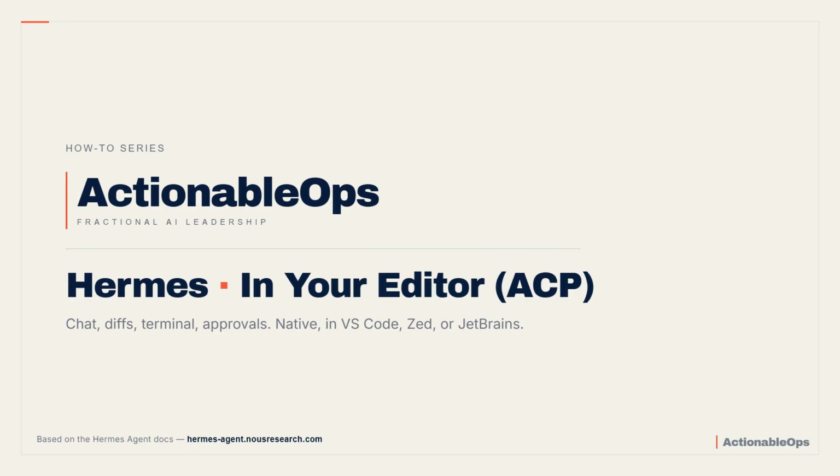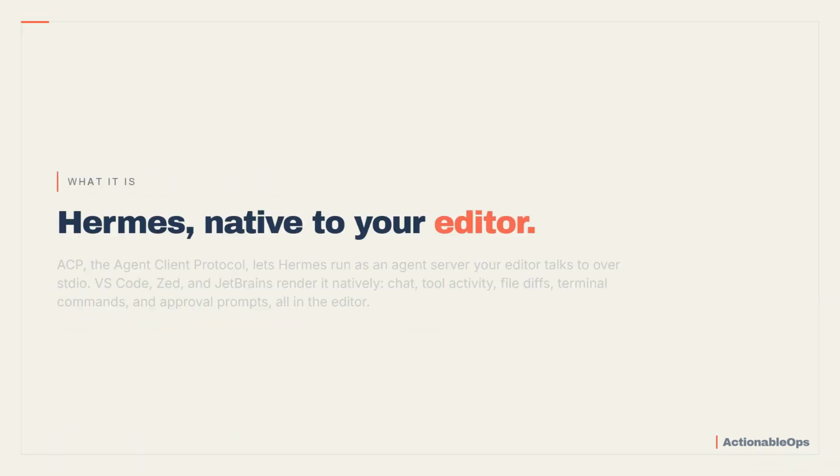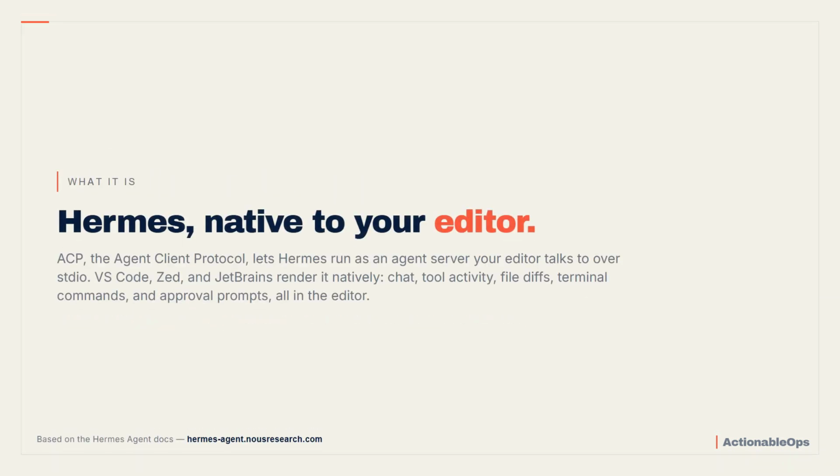From Actionable Ops, here's how to run Hermes right inside your code editor with ACP. ACP, the Agent Client Protocol, lets Hermes run as an agent server that your editor talks to. So instead of a separate terminal or chat window, VS Code, Zed, and JetBrains render Hermes natively, its chat, its tool activity, file diffs, terminal commands, and approval prompts all in the editor.